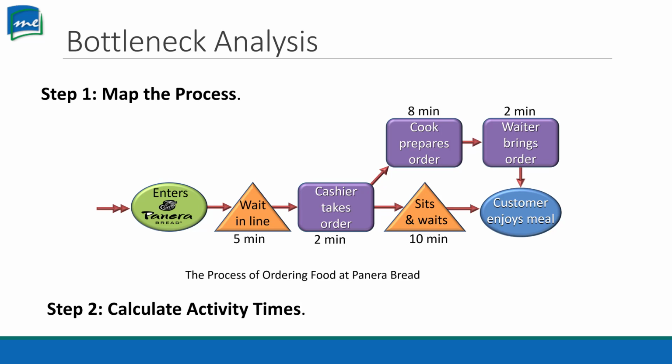You can see, for example, the customer enters Panera and waits in line. Well, waiting in line is going to be 5 minutes. The cashier takes the order, it's going to be 2 minutes, and so on and so forth. When we try to do this, we need to have accurate numbers, because the more accurate they are, the better our analysis can be.